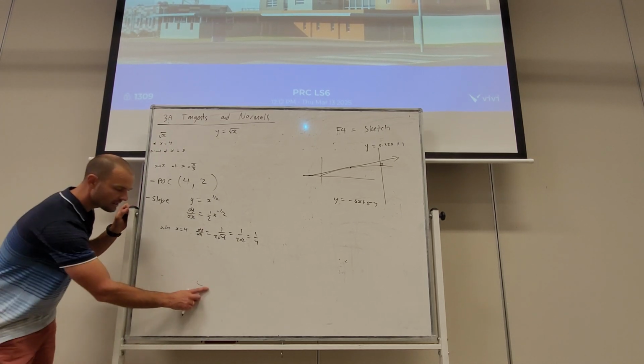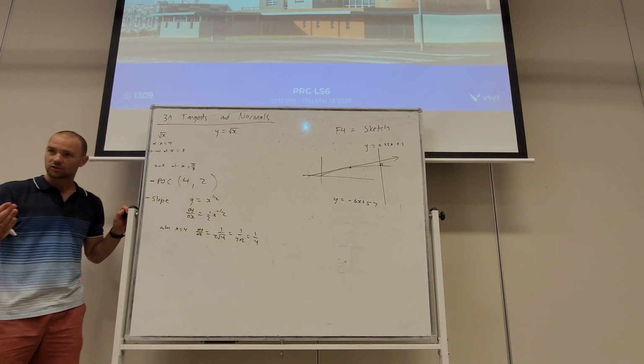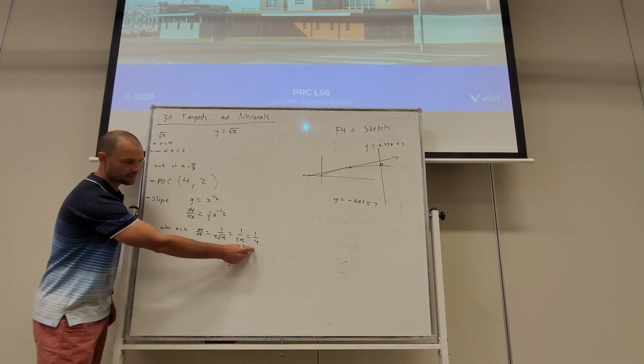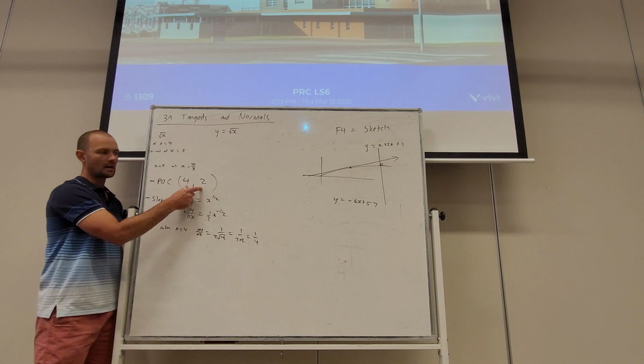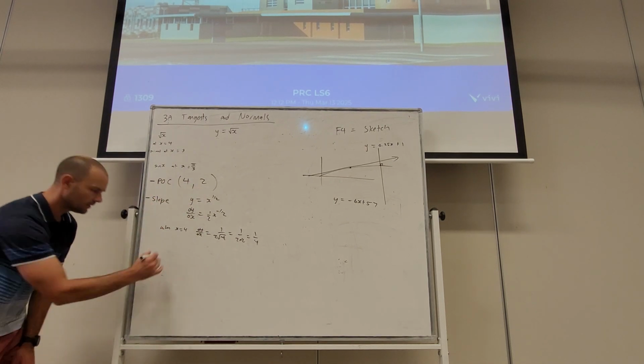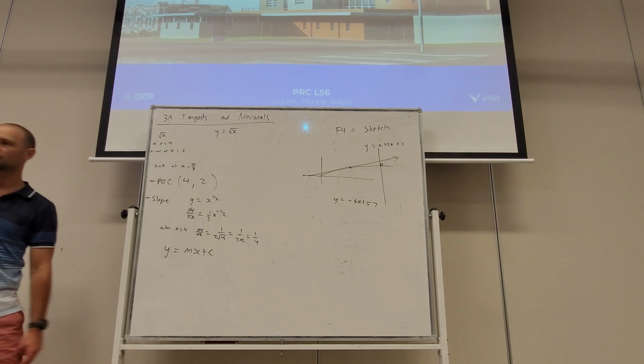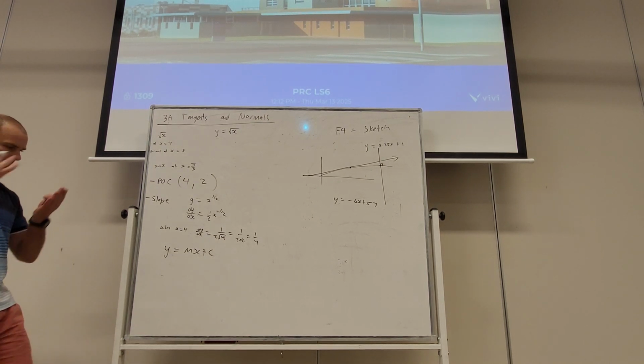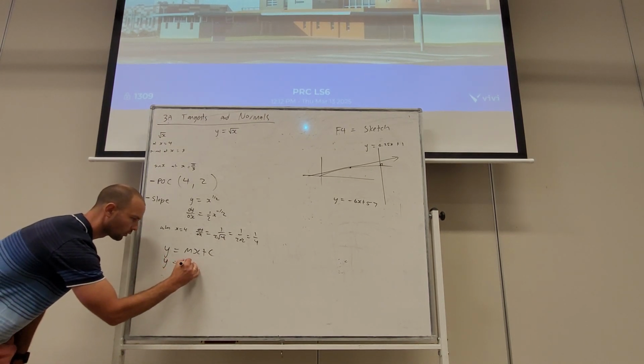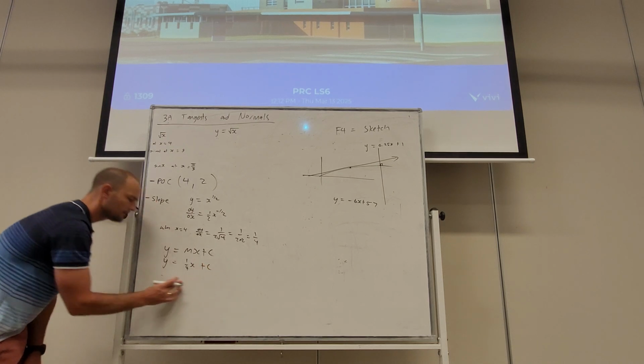So now all we're doing is finding the equation of a line with these properties. It has a slope of a quarter and passes through this point. We know the equation of a line, y equals mx plus c. We know the slope is a quarter, so we have y equals a quarter of x plus c.